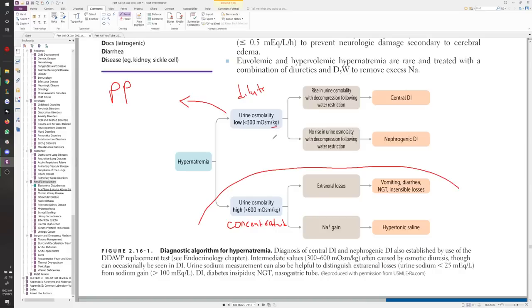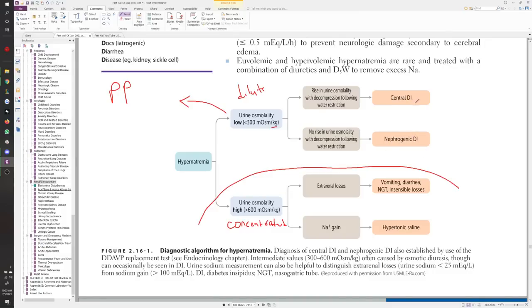This is central DI. If you do the water restriction test and there's no rise in urine osmolality with dehydration, then that basically means that you're not seeing any ADH activity. There's no ADH activity at all, right? Because as soon as you stop drinking water, ADH should kick in and stop you from urinating, right? In diabetes insipidus, the problem is that ADH is not working, either because you're not making ADH, which is a central problem, or your kidney is not responding to ADH, which is a nephrogenic problem, right?